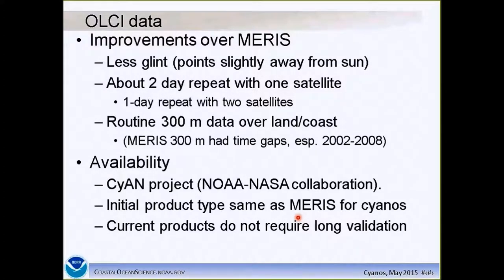Two-day repeat with one satellite, it's slightly wider swath, so it'll be pretty reliably a two-day. And once the second one is up, it's one-day repeat. And it will always be 300 meter data over land, and then we'll have availability through the Cyan project, which I think I've got another slide on. Cyan project is what Thomas and Karen had mentioned before. That's a Cyan assessment network. That's the joint. And I don't have EPA on here.